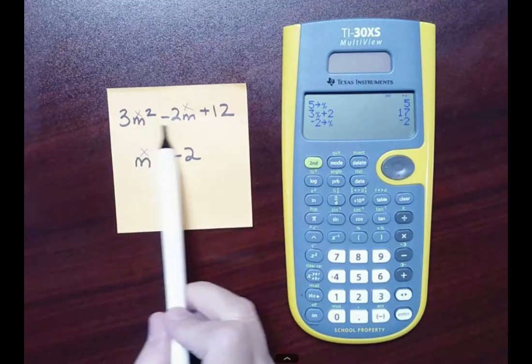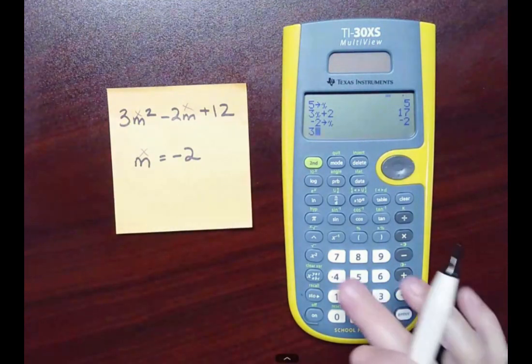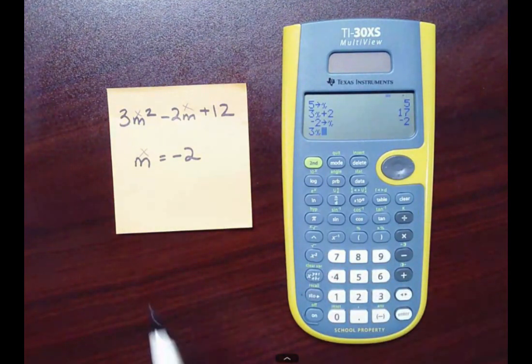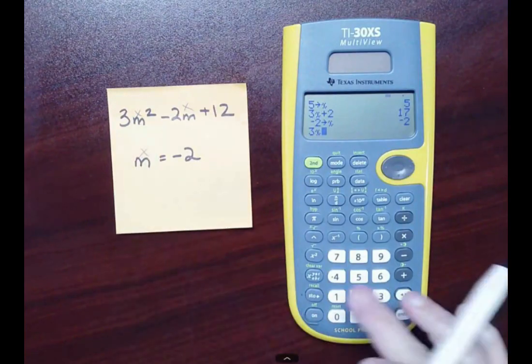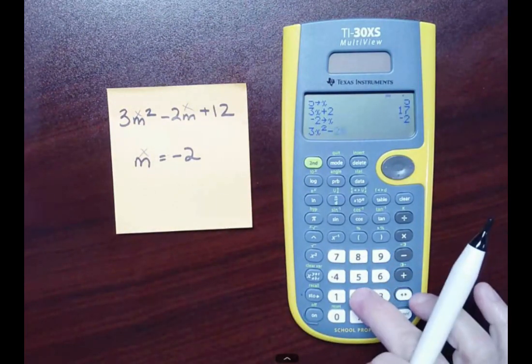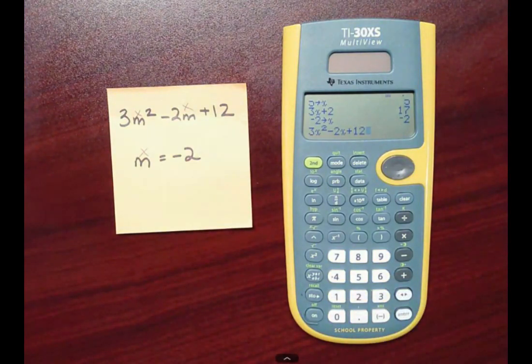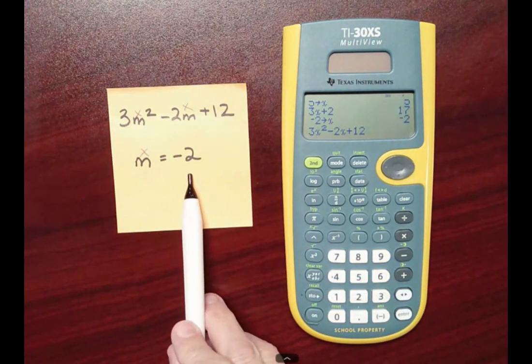Now I'm going to type in this problem we have. 3, I don't have M, so we're going to use X. We put our exponent of 2, minus 2x plus 12. And the calculator is going to square -2.